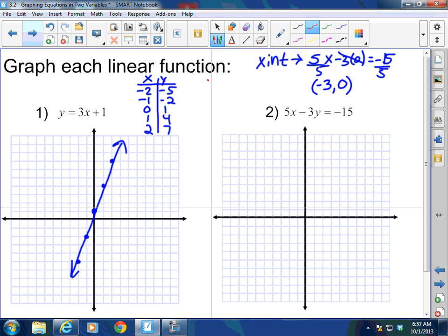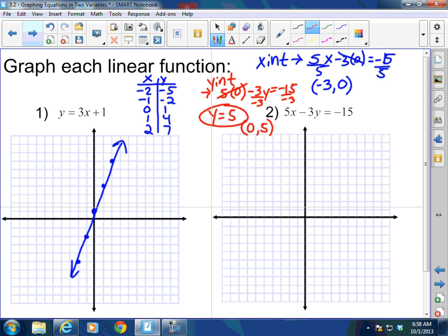Let's find the y-intercept. The y-intercept is going to render me 5 times 0, because it's the y value when x is 0, equals -15. That cancels out. I divide by -3. Y equals 5. Okay, so my y-intercept is 0, 5. That is the y value when x is 0.